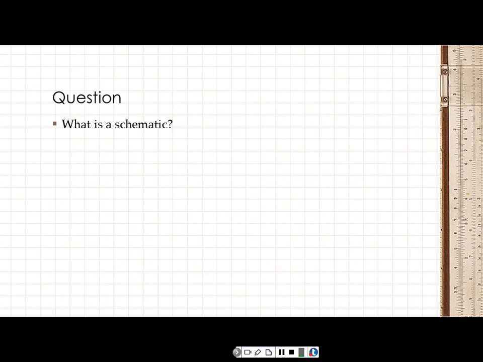So what is a schematic? This is on page 4 in the textbook. So what is a schematic? It's a line drawing. There's a lot of things that can be a line, so we've got to refine that a little bit, because there's a lot of things that can be a line drawing. Made for a technical or scientific purpose.